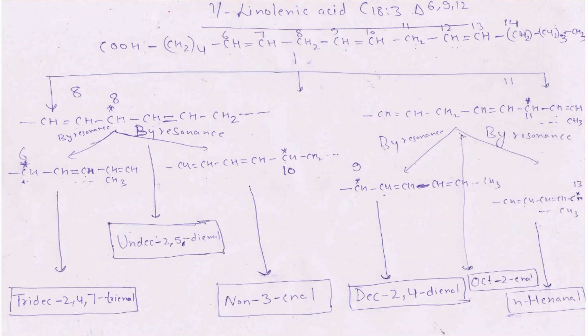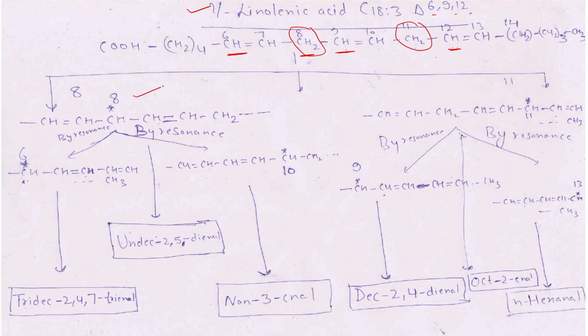Then coming to gamma linolenic acid, gamma has double bonds at positions 6, 9, 12. So here, if you can see this, at the 6 position we have a double bond, at the 9 position a double bond, and at the 12 position a double bond. Because 2 double bonds are there, the point of attack will be in between, at the 8 methylene group, or the point of attack will be this 11 methylene group.